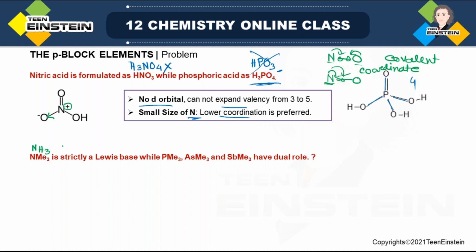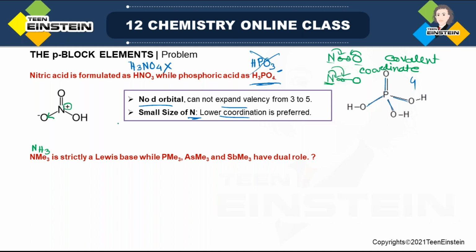It is a strictly Lewis base. Lewis base means the molecule which has the capacity to donate a lone pair of electrons. And similarly, we call Lewis acid the compound which is capable of accepting a lone pair of electrons from some other species. Trimethylamine is strictly a Lewis base. That means it can only donate electrons. It cannot act as a Lewis acid.